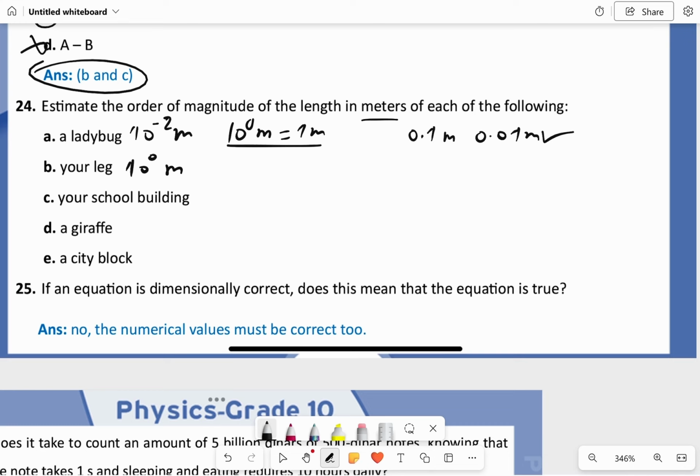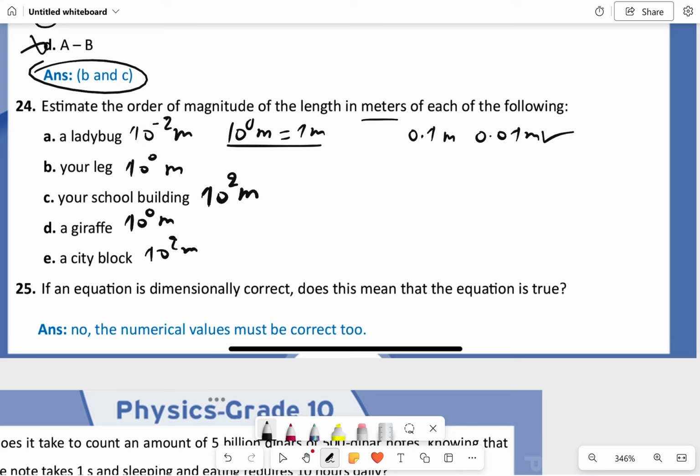Your school building might be maximum 100 or let's say 50 meters high. So you can say 10 to the power of 2 meters. A giraffe is maybe 4 meters, 5 meters maximum. So this will be 10 to the power of 0 meters. A city block, 10 to the power of 2.